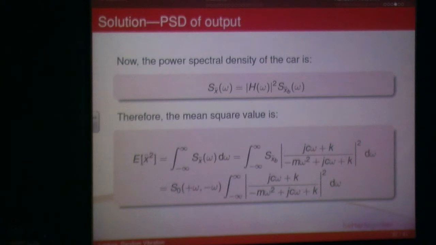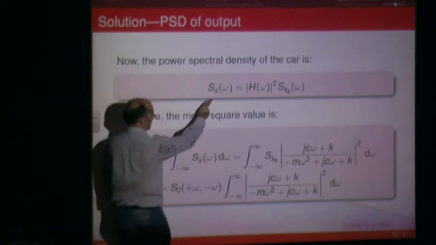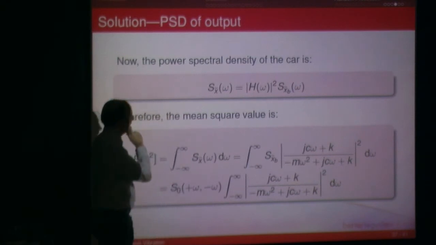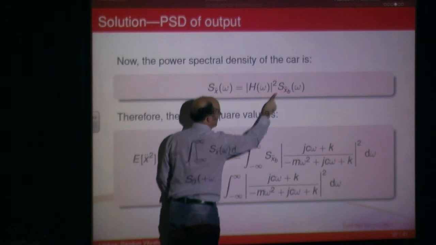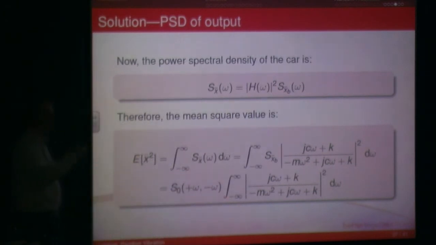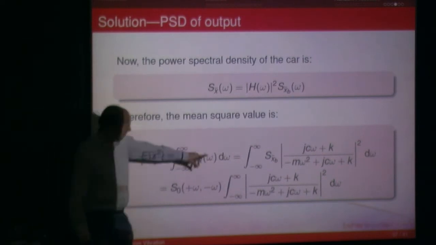So the power spectral density of the motion of the car, and like I said, we're talking about the acceleration, so it's x double dot, is going to be my complex frequency response function, magnitude squared, times the power spectral density of my input. So obviously I can go through the process. My expected mean square value is going to be all of this lot.